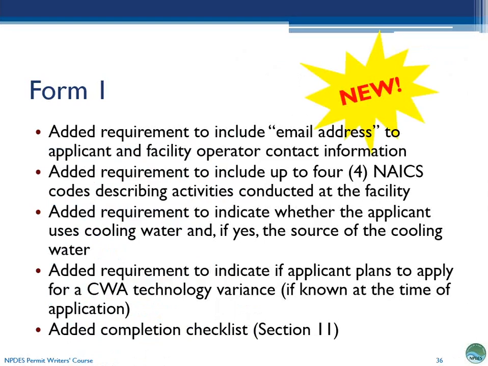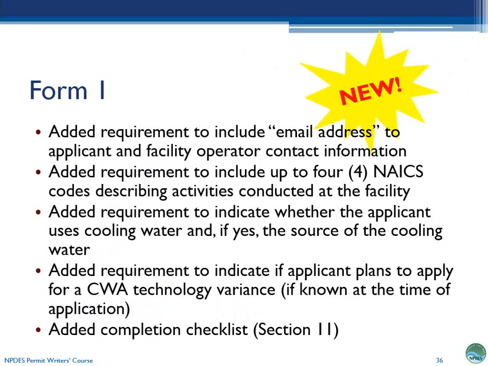EPA's updated Form 1 reflects 4 changes to conform to the NPDES application and program updates rule. EPA has added a requirement to include email address to applicant and facility operator contact information. The form now requires applicants to report up to 4 North American Industry Classification System, or NAICS codes, in addition to the standard industrial classification, or SIC codes, that describe activities conducted at the facility. The form includes a new requirement to indicate whether the applicant uses cooling water, and if yes, the source of the cooling water.